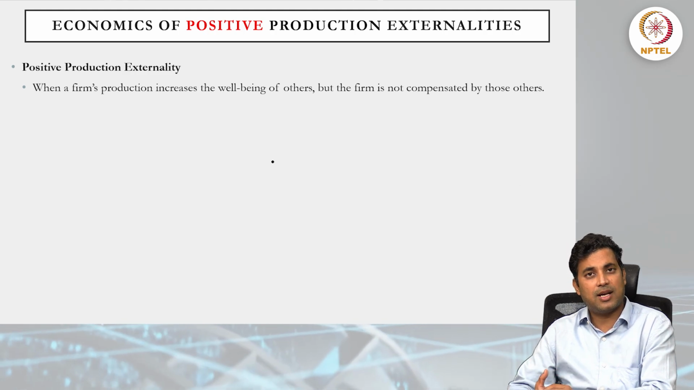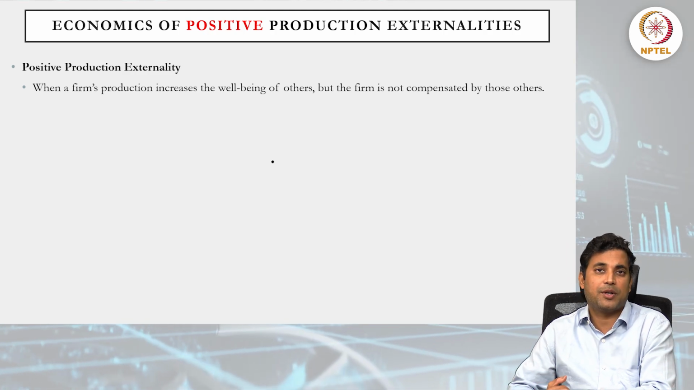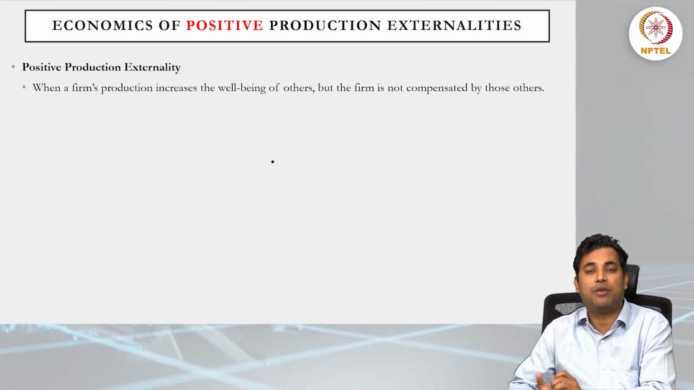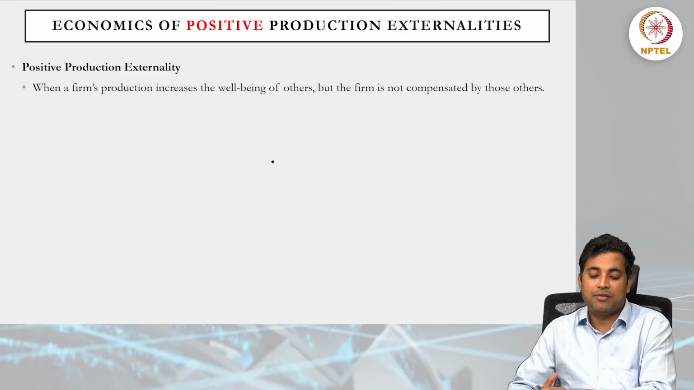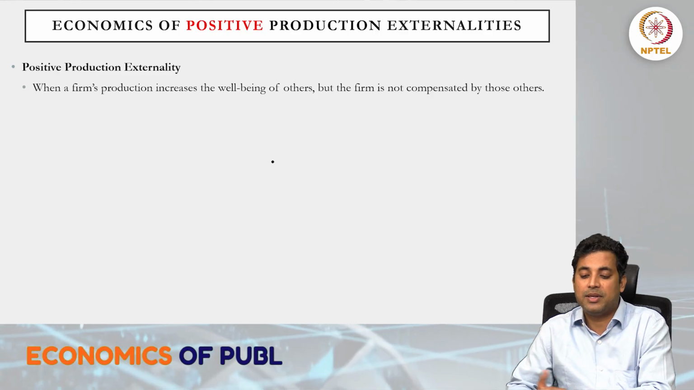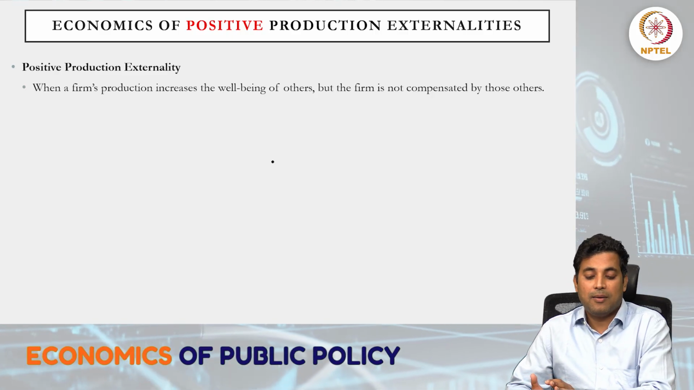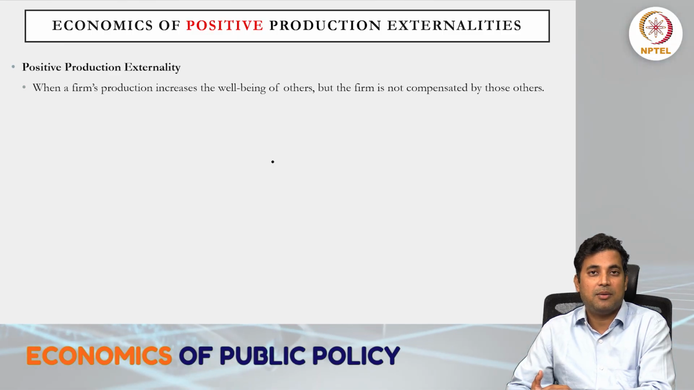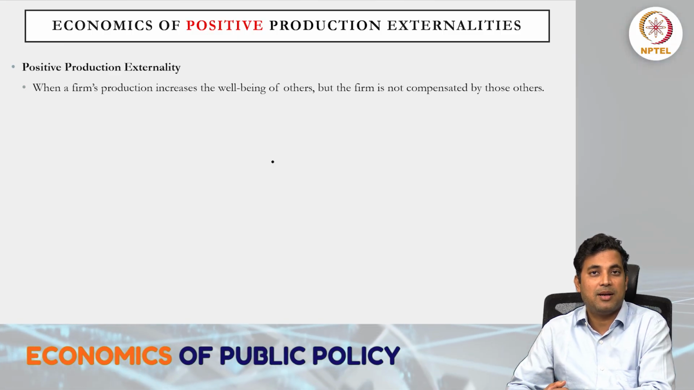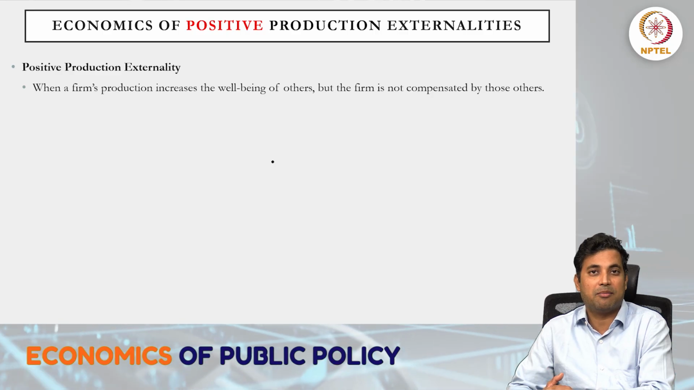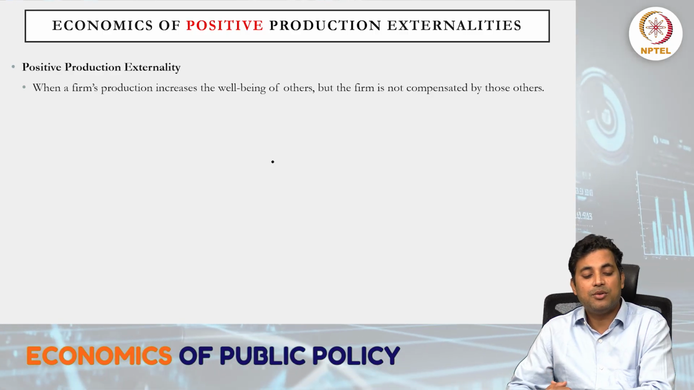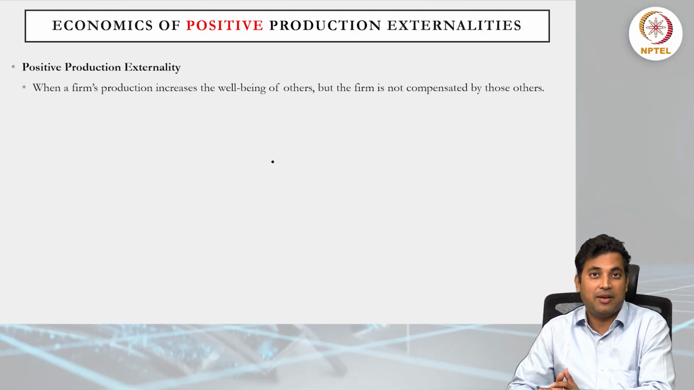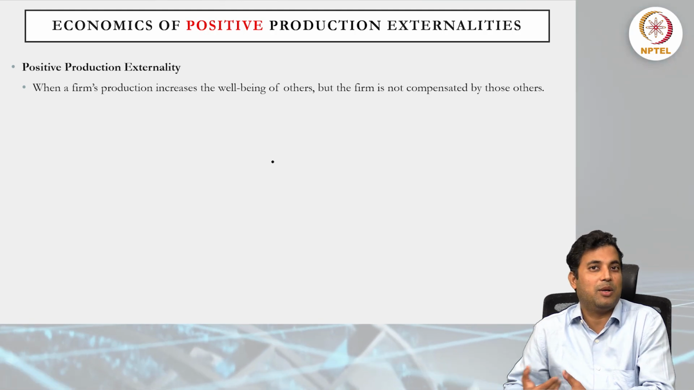So let us first understand what a positive production externality is. It is when a firm's production increases the well-being of others, but the firm is not compensated by those others. So others are getting benefited out of it. It has a positive impact, but others are not returning that benefit to the private producers. Of course in this particular case we can think about how the market fails, and we will be talking about it.